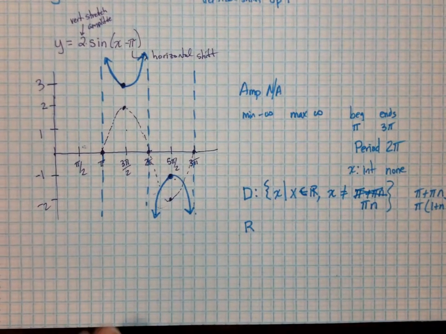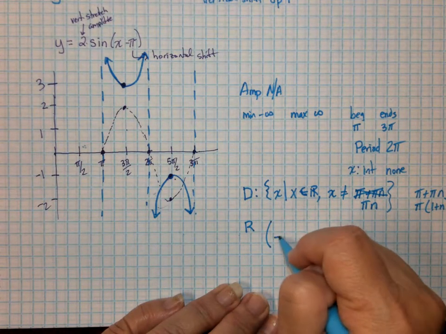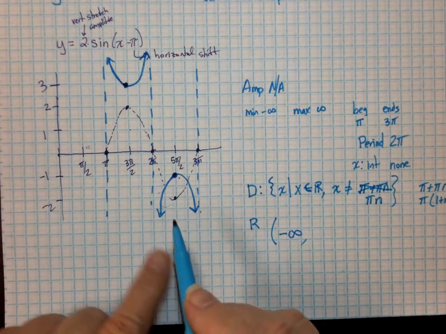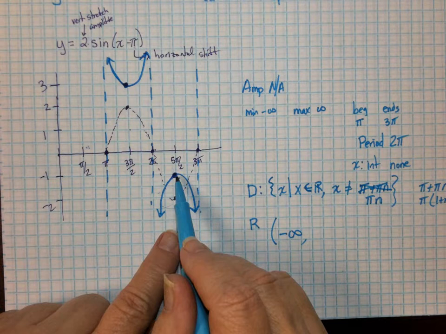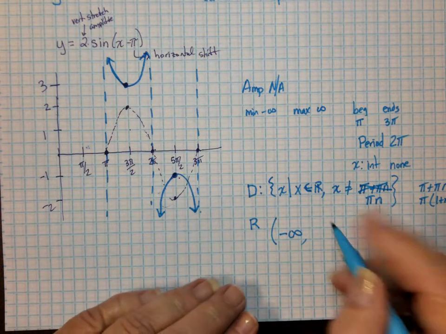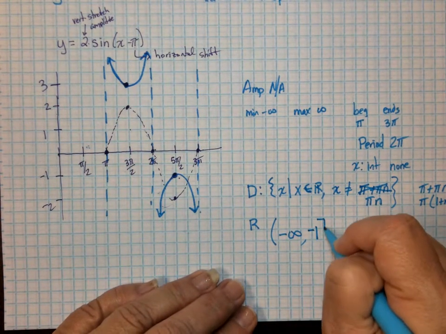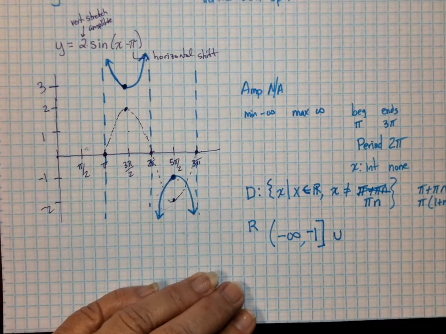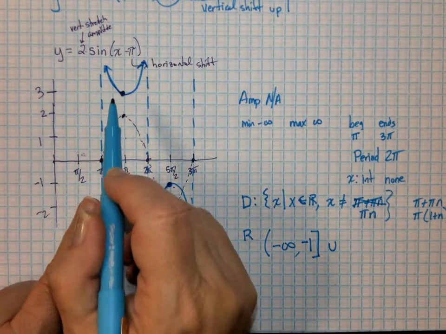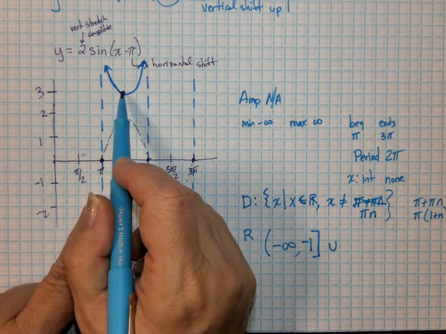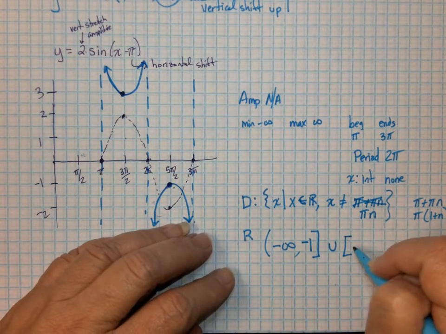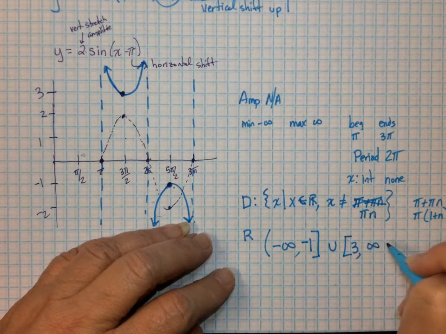Alright, so then our range. Our range is going to go from -infinity and it's going to go up to -1. But then it's going to be union with 3 to infinity.